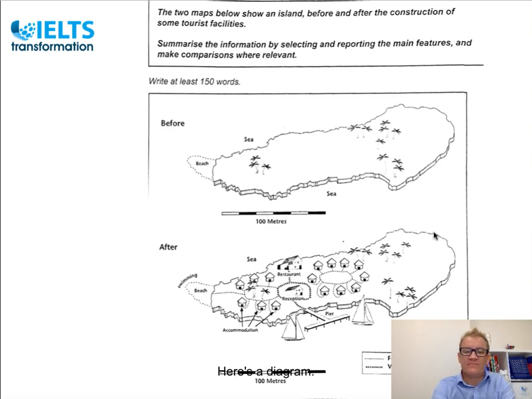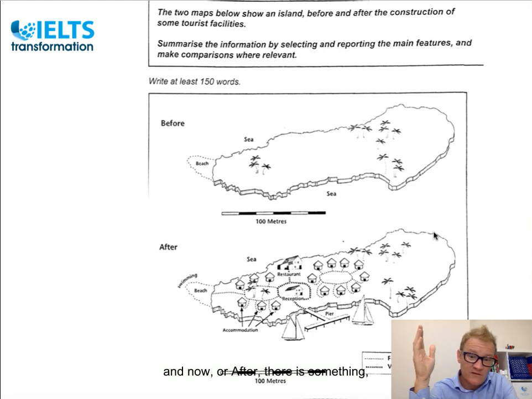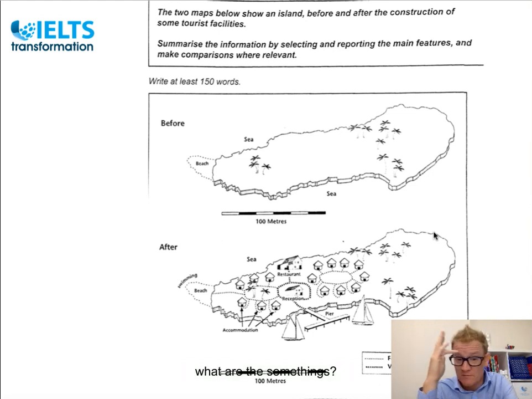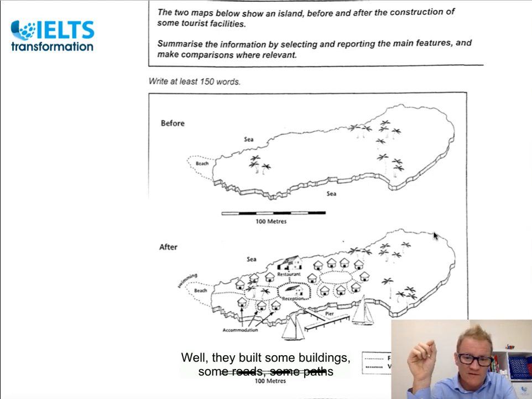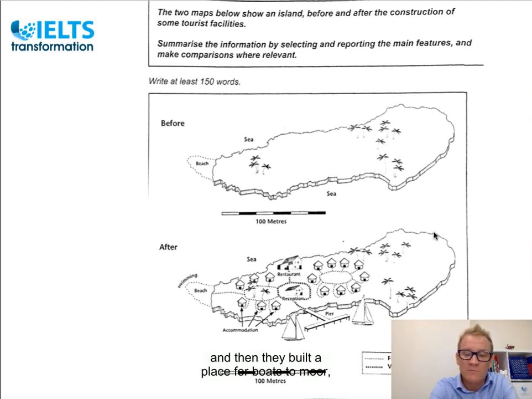Here's a diagram. So you can see before and after the construction of some tourist facilities. So what's happening overall? Before there was nothing, and now, or after, there is something. What are the somethings? Well, they've built some buildings, some roads and paths, or vehicle tracks as they're calling it, and then they built a place for boats to moor. Moor means to park. You moor a boat, it's like parking your boat.